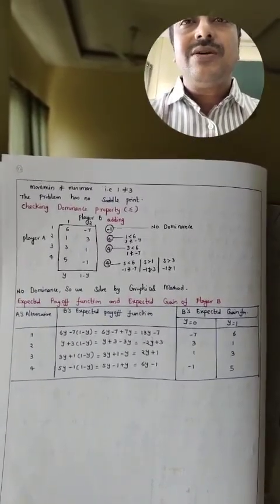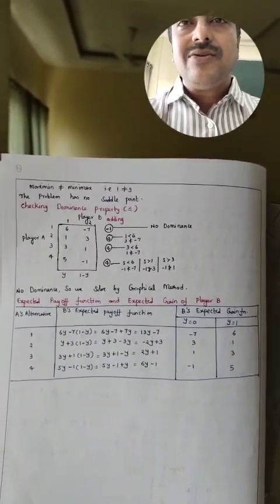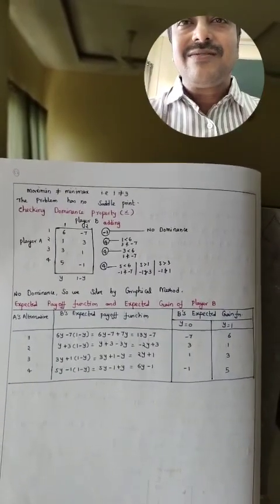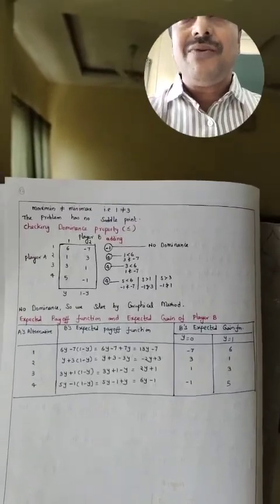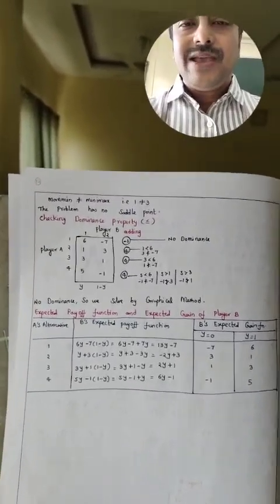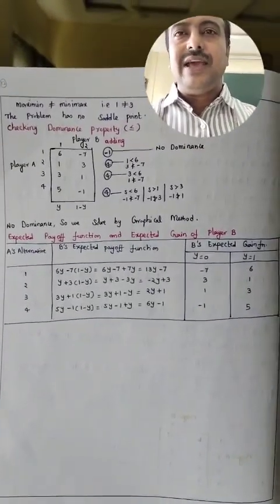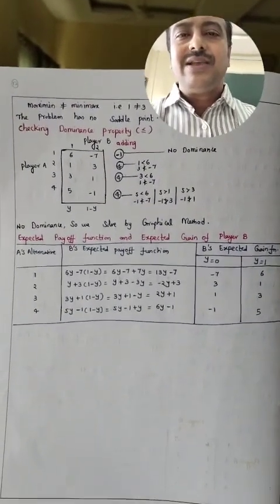Let me move to the second row. Here also 1 is less than 6 but 3 is not less than minus 7. Means there is no dominance for all the 4 rows. So here, as dominance is not there, I will solve it by using the graphical method.